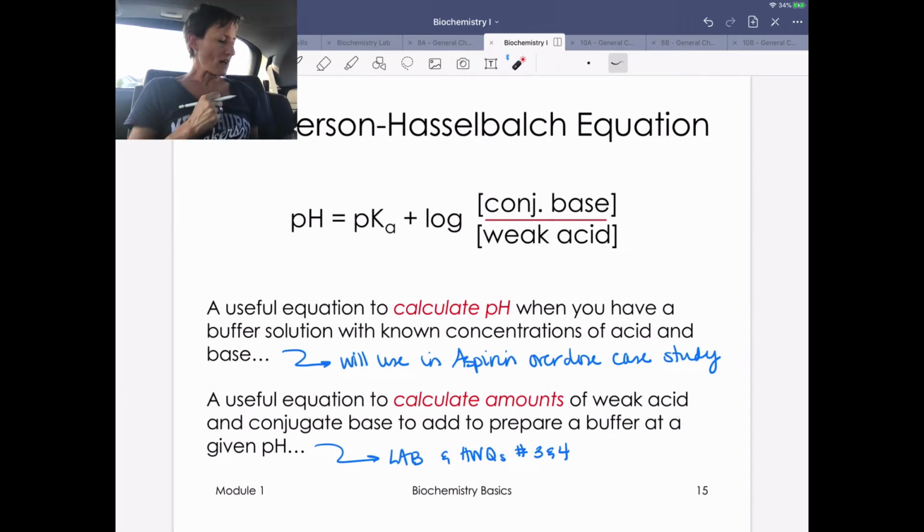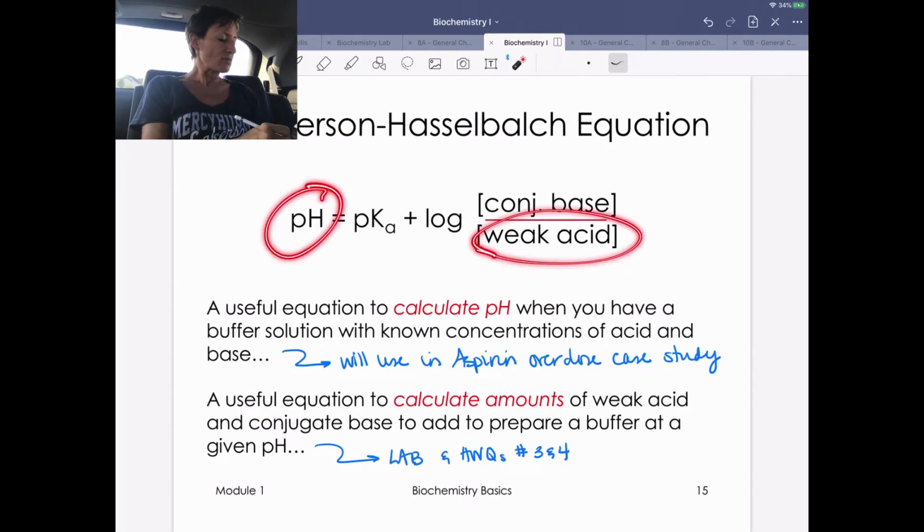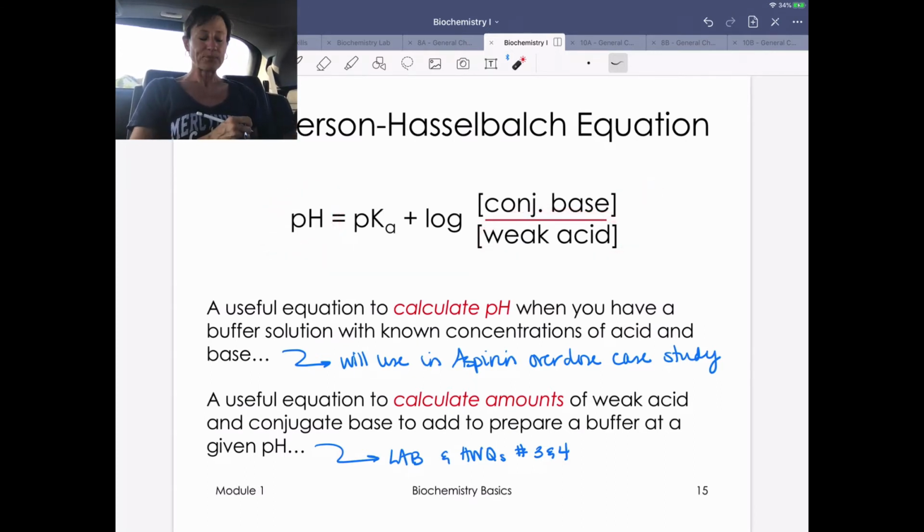So Henderson-Hasselbalch equation, we're going to use this in a variety of different ways. We're going to use it in our aspirin overdose case study on Friday as a way to calculate pH. This is really a 4-variable equation, right? pKa is a constant. We're generally not going to be solving for pKa, but we might want to be solving for what the pH of a solution is when we know these two pieces. Or if we know pH and maybe we know something else, maybe this guy's the unknown. So we'll do that in our case study on Friday.